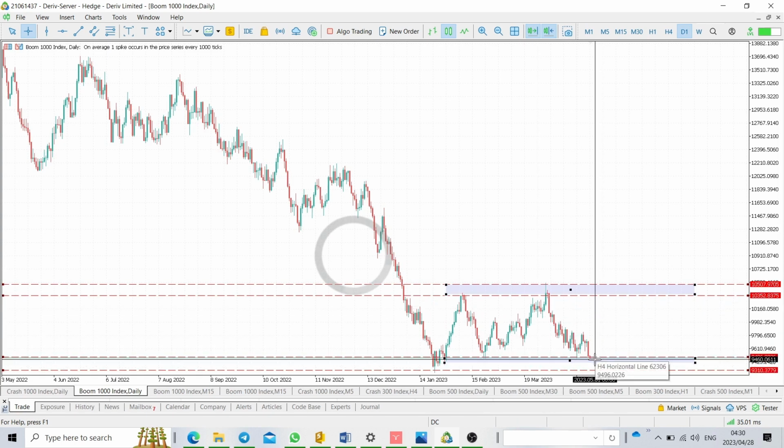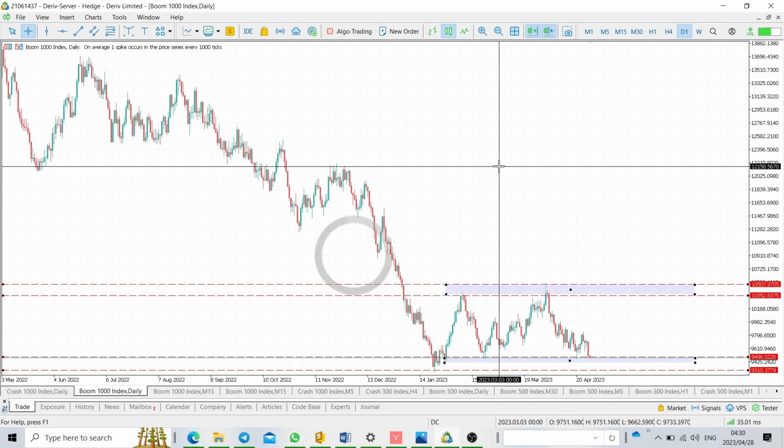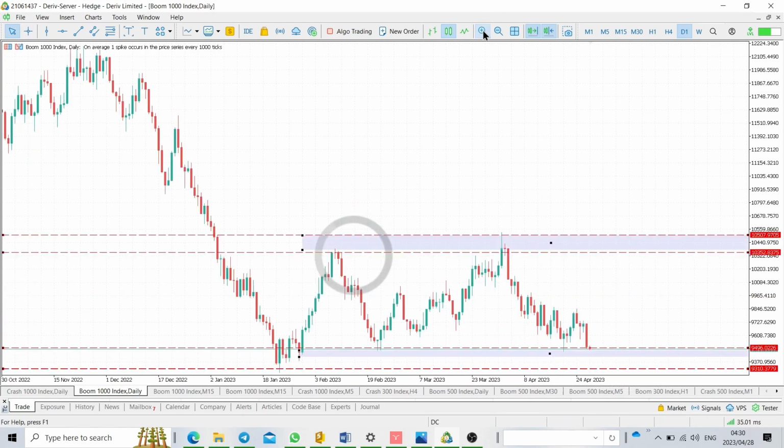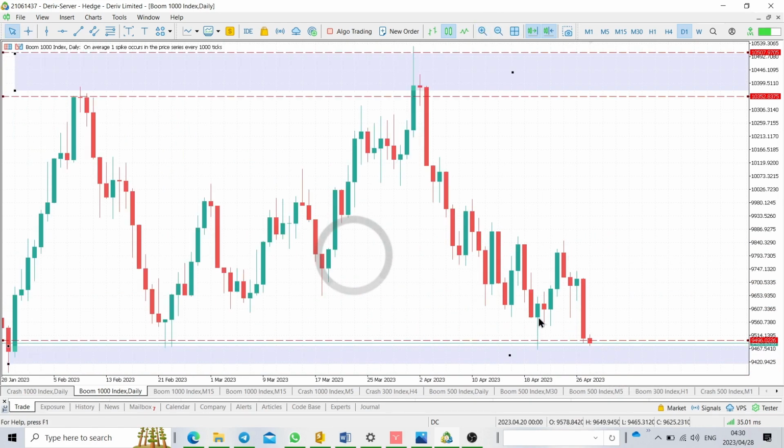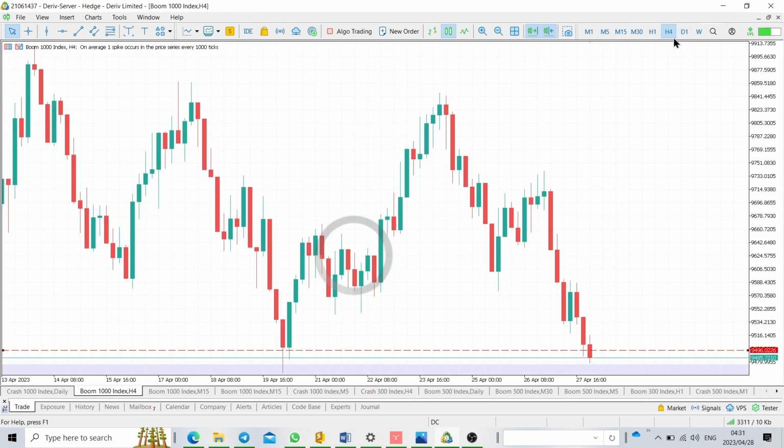Price can even go down, but at this point we are going to wait again. We'll wait for probably a rejection candle. For example, here we have a pin bar, a bullish pin bar. So we can wait again and see if price is going to give us something that we can make use of.